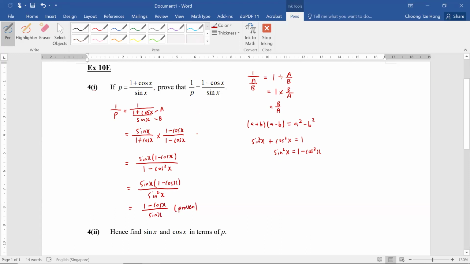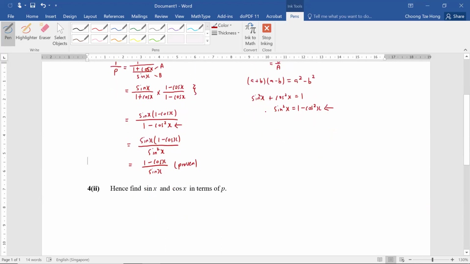Do remember this method. It's a very useful method, multiplying by the conjugate. Why do I multiply by the conjugate? Because we want to have this square here, so that we can later on use the identity. The next part of the question is also rather interesting.